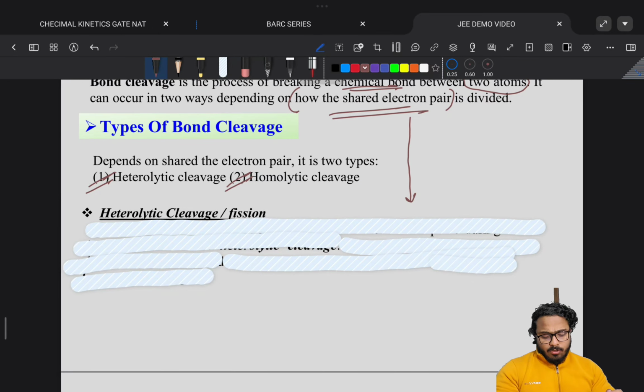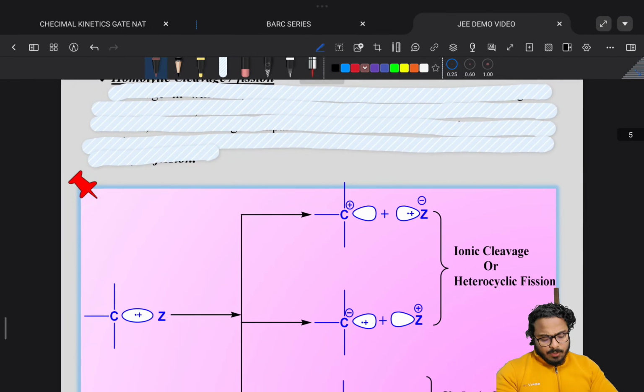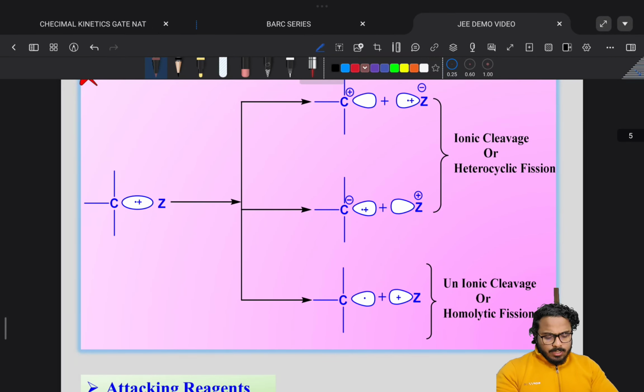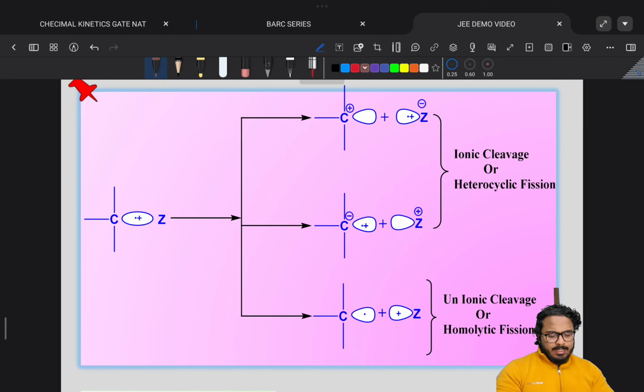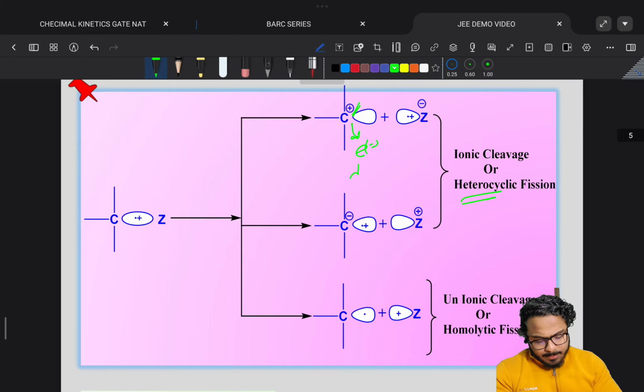Regarding heterolytic bond cleavage, I will show something. Here you can see the basic structure of heterolytic and homolytic bond fission. Heterolytic bond fission mainly depends on unequal electron sharing. Unequal means that if carbon contains the positive charge, it is electron deficient.